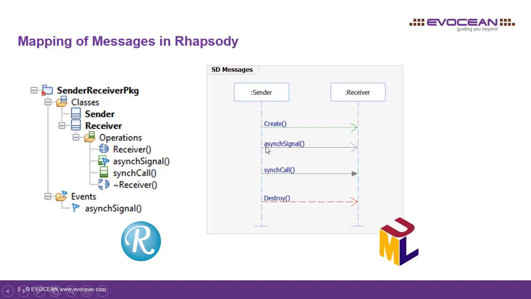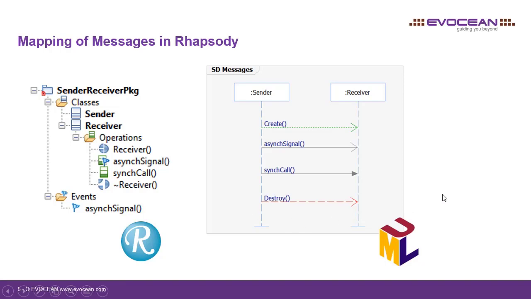An async signal in Rhapsody is implemented by an event or event reception on the receiver side, recognizable by the event flag, and a sync call in Rhapsody via the call to an operation on the receiver side. Destroy when the destructor is called. But if you look closely, this representation, the mapping of these messages in a sequence diagram to structural elements like classes, is not present in UML at all. The UML specification lacks this kind of consistency. What seems so obvious at first, and how it's also implemented in Rhapsody, is not defined in UML at all.